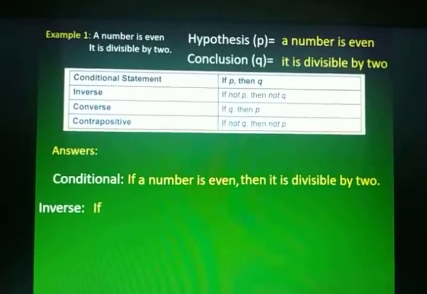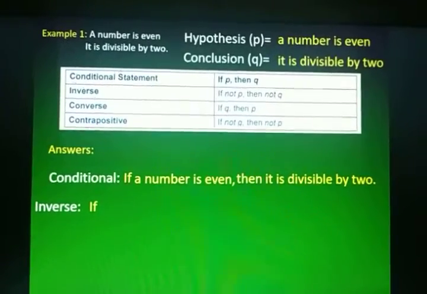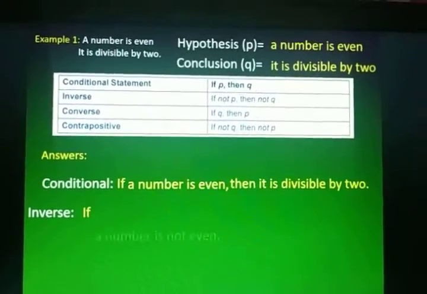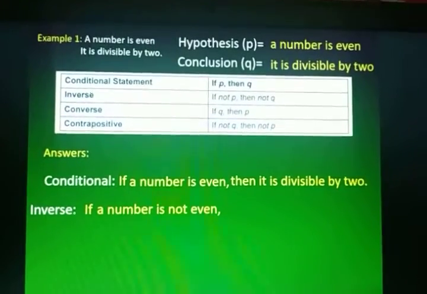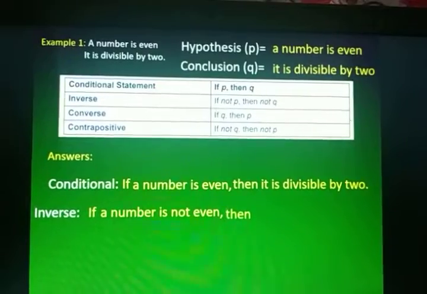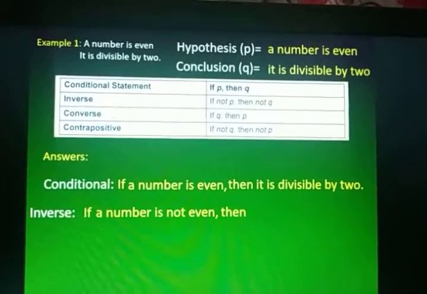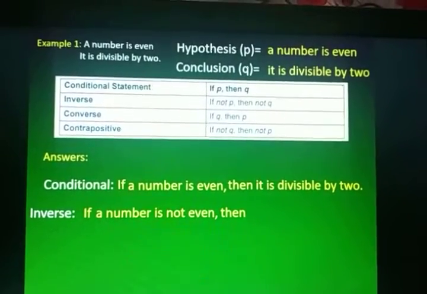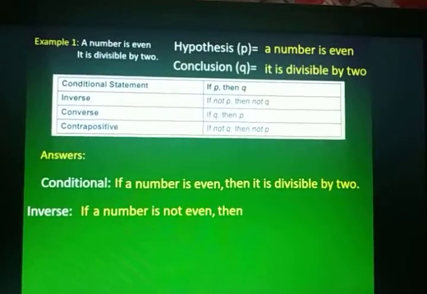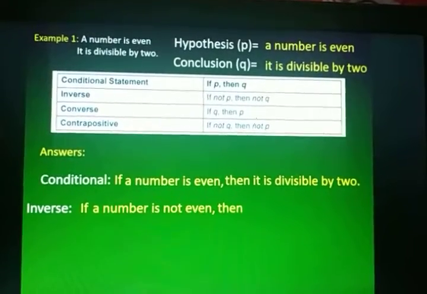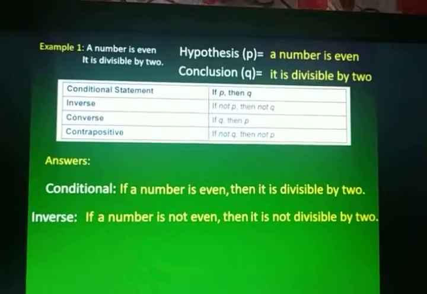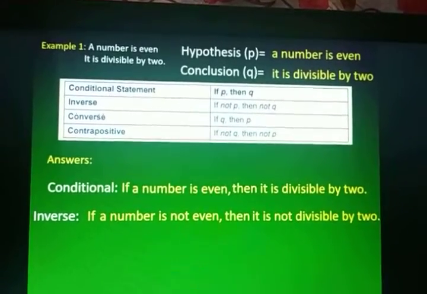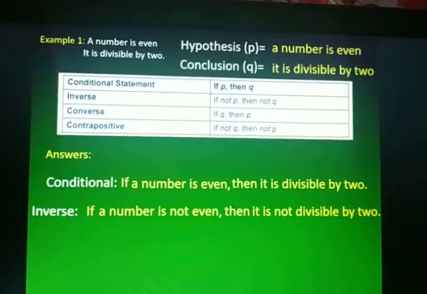If, negate our hypothesis, a number is not even, just add the word not, comma, then negate our conclusion. If not P, then not Q. We are now on then, not Q. It is not divisible by 2. Our inverse is, if a number is not even, then it is not divisible by 2.